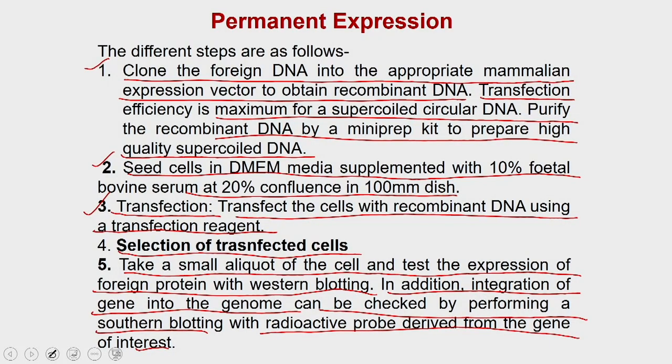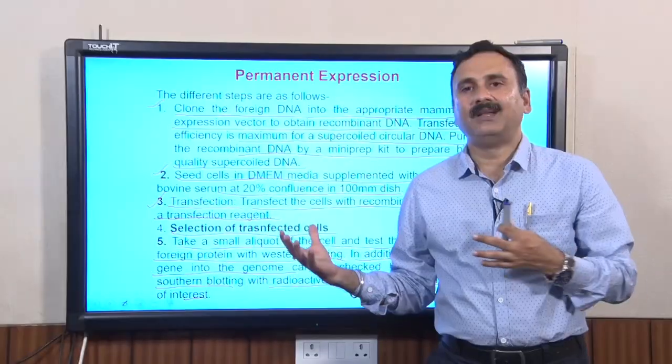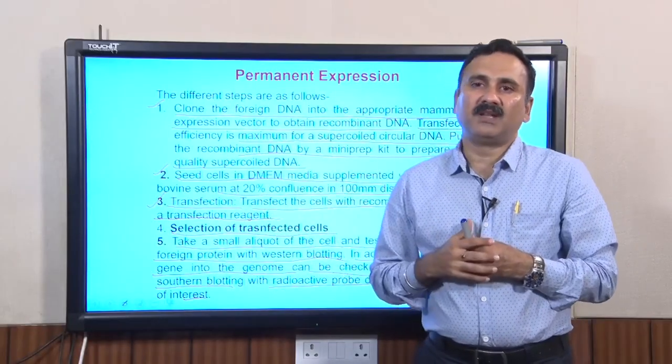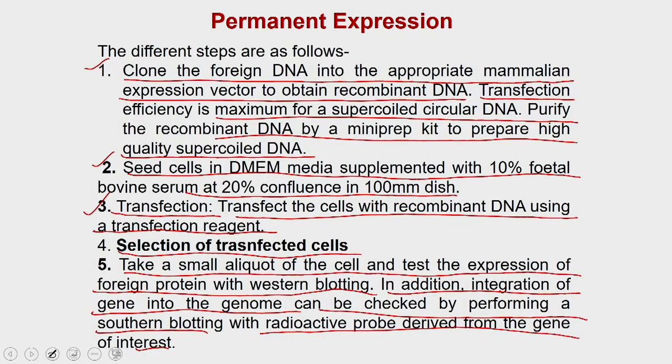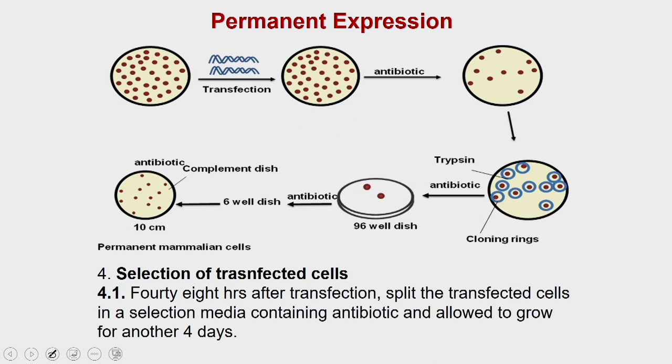We are not going to discuss steps number 1, 2, and 3 because we have already discussed them in the past in terms of the transient expression. We are going to discuss step number 4, the selection of transfected cells in the case of permanent expression. So in the case of permanent expression, step number 1 is that you first plate the cells at 20% confluency. Step number 2, you do the transfection so that the cells are getting transfected.